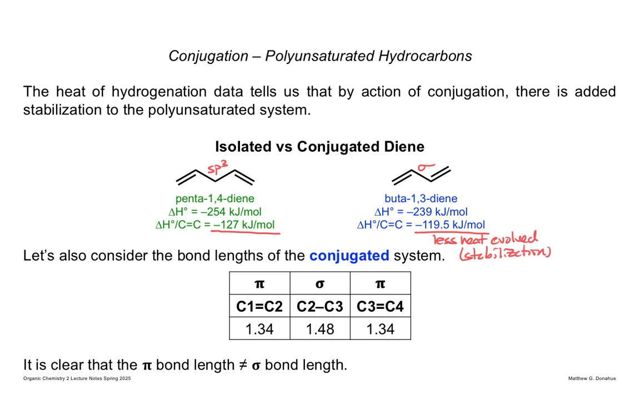It's important to realize, again, that we're building up on these concepts throughout the semester, so conjugation is also going to help us understand the other term, aromaticity. You can see that in the lengths of the bonds through the conjugated system, between carbons 2 and 3, you have, again, a slightly longer bond length because that is a sigma bond.